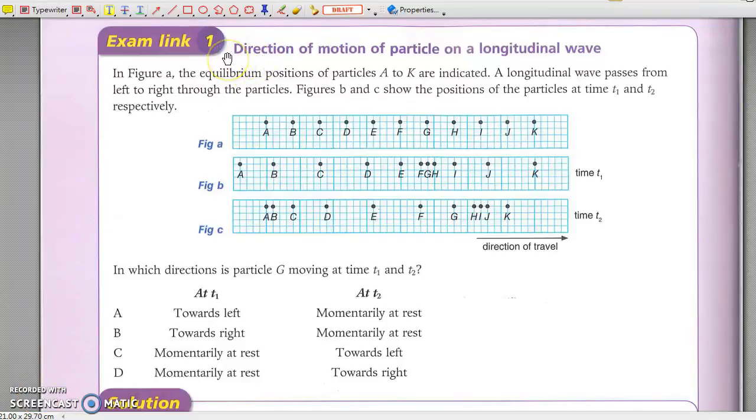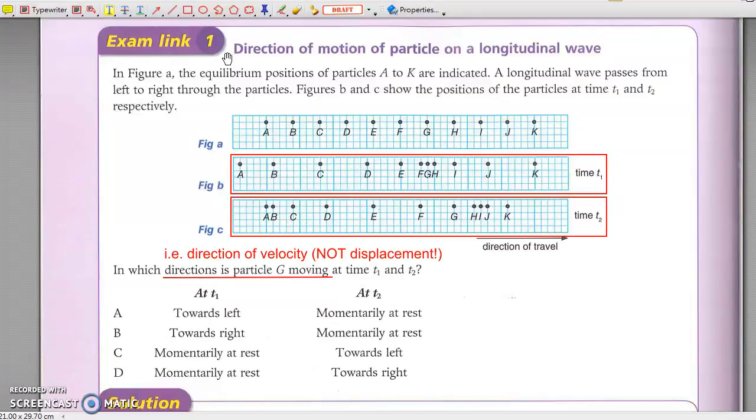Exam link 1. Direction of motion of a particle on a longitudinal wave. You have to find the direction of motion of g, and therefore the direction of its velocity at time t1 and t2. Since the wave passes from left to right, the motion of g follows that of f.